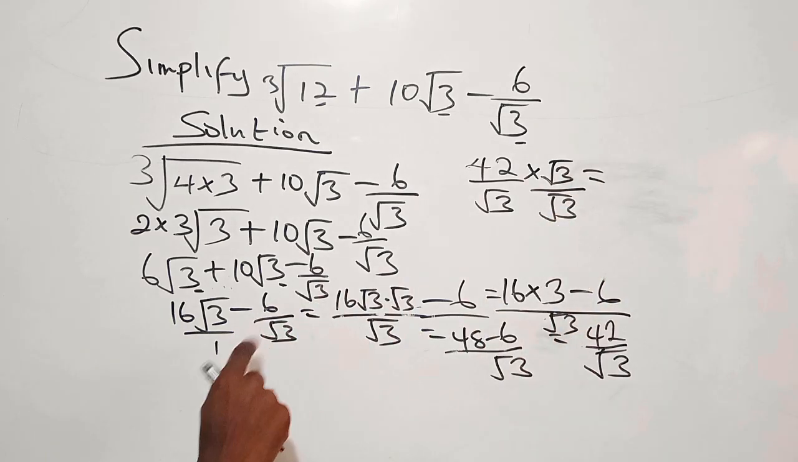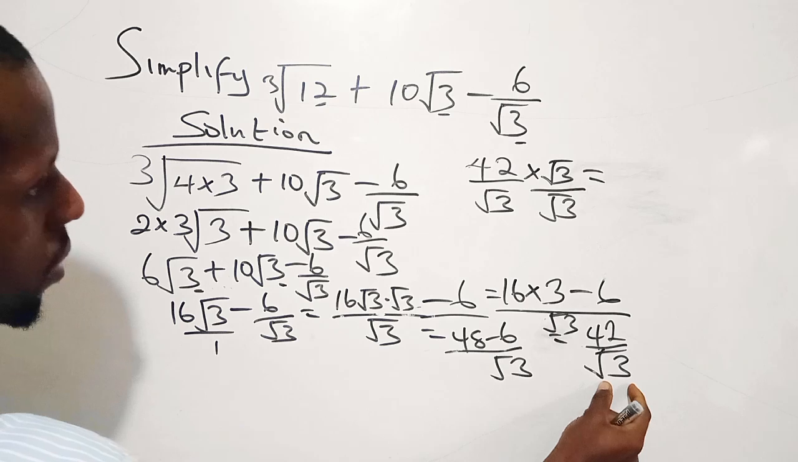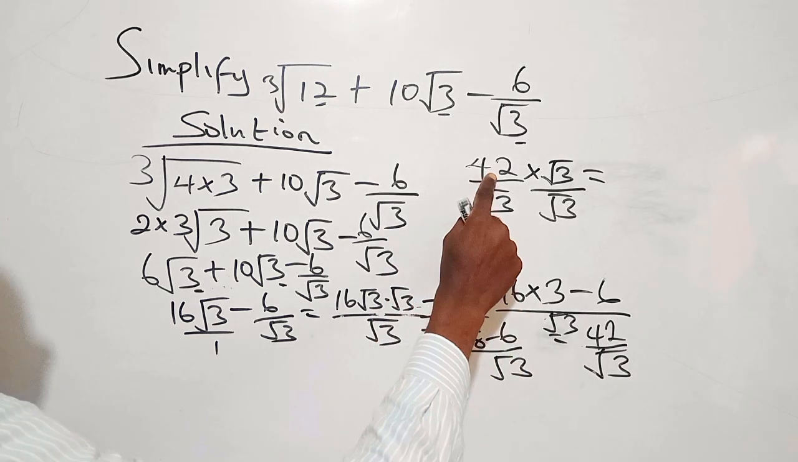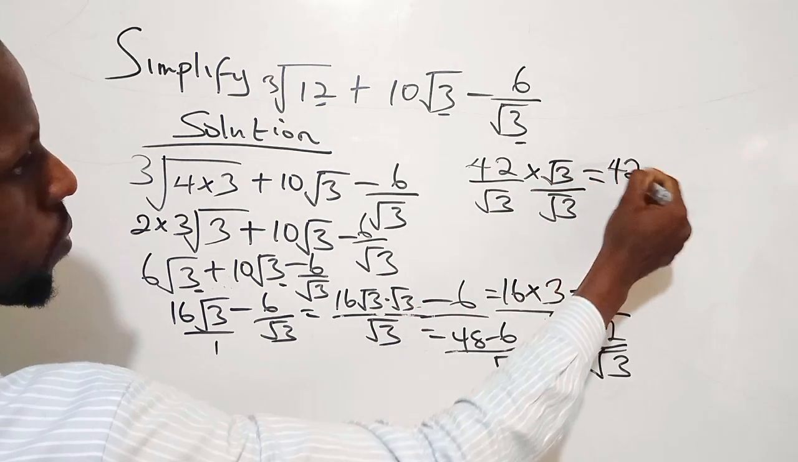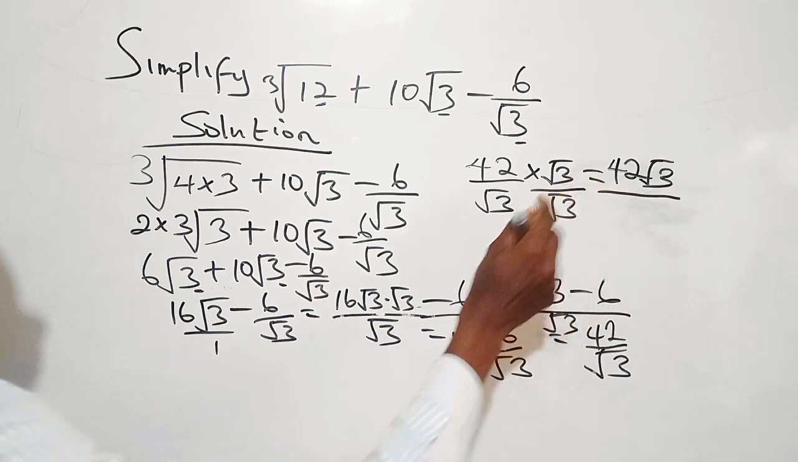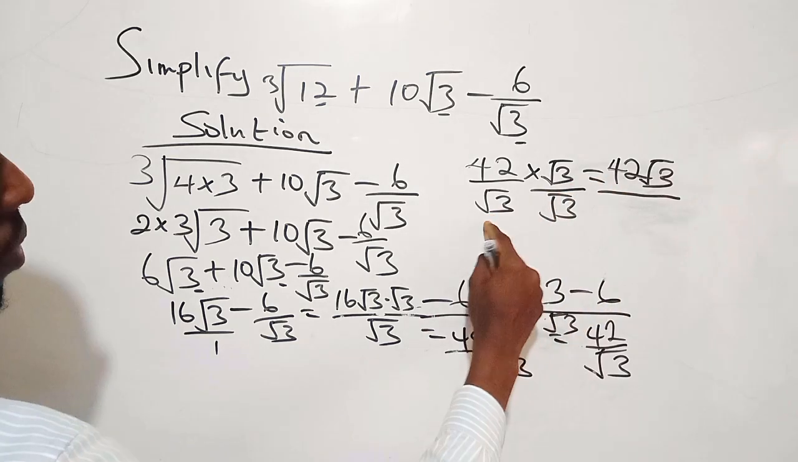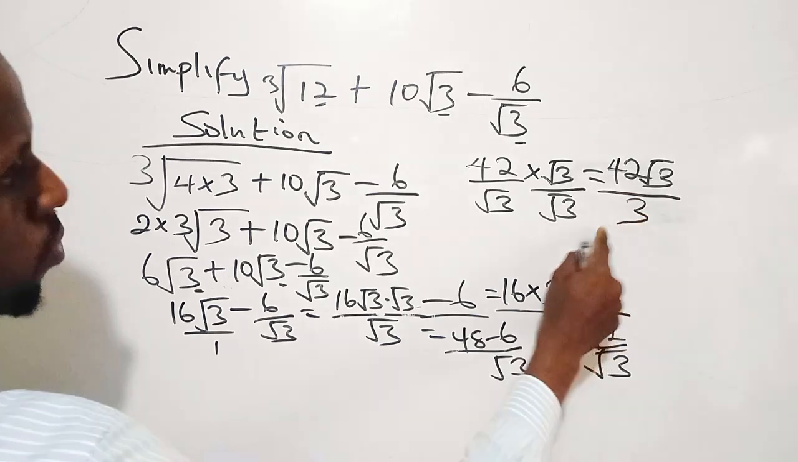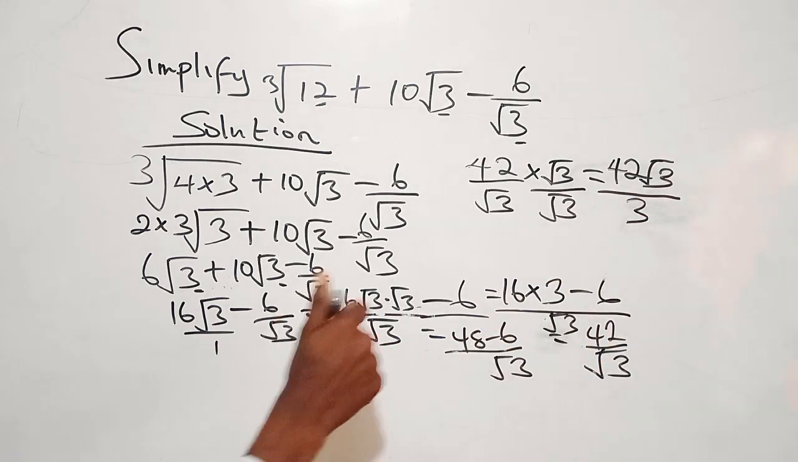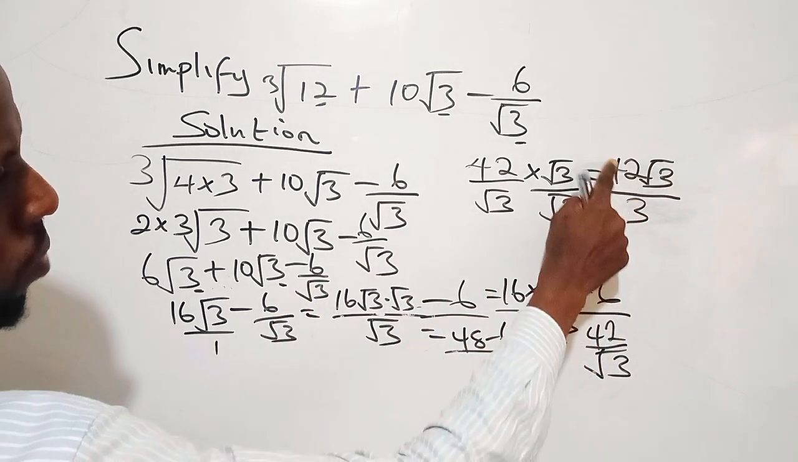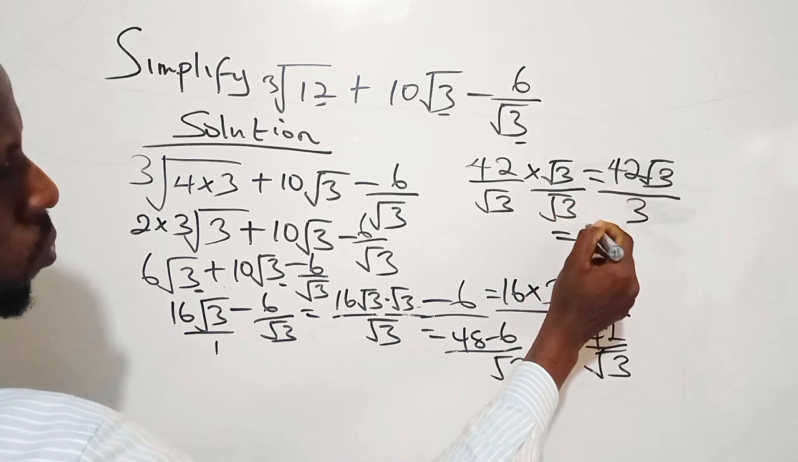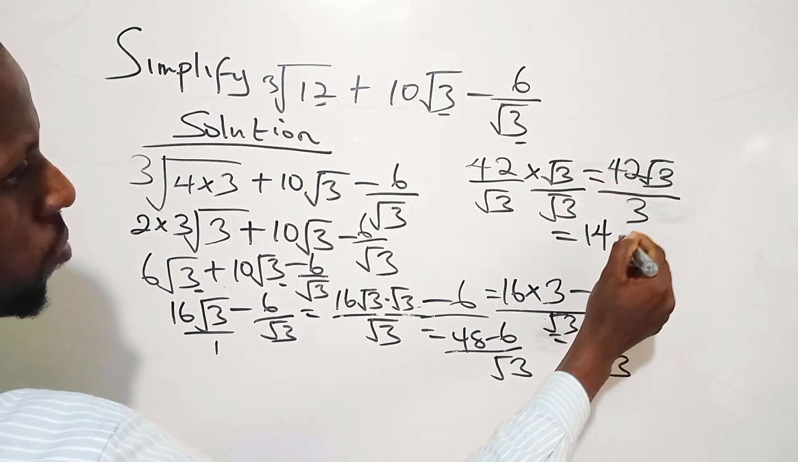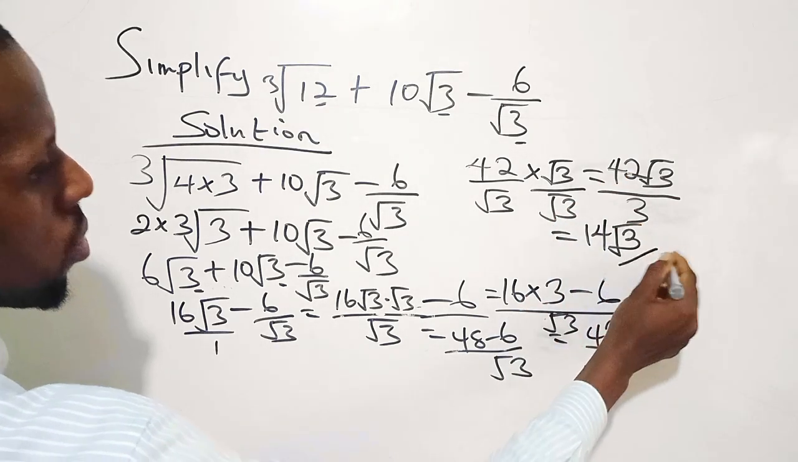Why are we doing that? We are doing that to remove this radical. When you multiply, you have 42 root 3 divided by, since you're multiplying the same radical, you pick out 1 to represent it, over 3. So here we can still simplify this. 3 in 42 is 14, so you have 14 root 3.